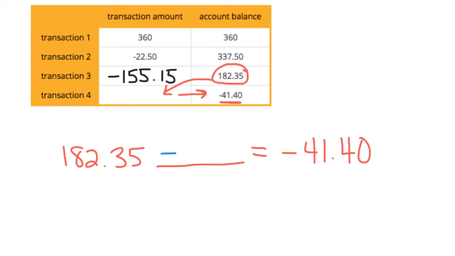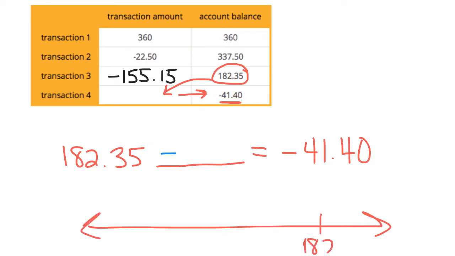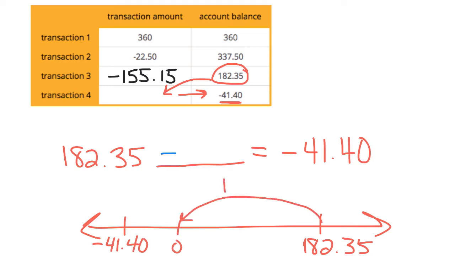be subtraction. Now, if you think about this on a number line, if you are at 182.35 and you're going to get to negative 41.40, we're going to go past 0 here, so we're definitely subtracting 182.35, and then you're subtracting 41.40 more. So we need to figure out how much total you're subtracting. We will add together the 41.40 and the 182.35.